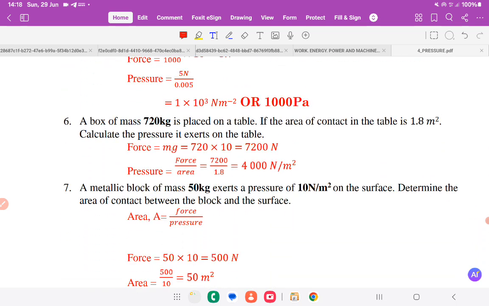The next question, number 6. A box of mass 720 kilograms is placed on a table. Okay, so we have a table. This is our table.